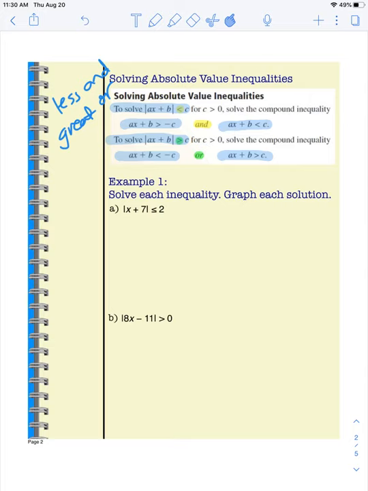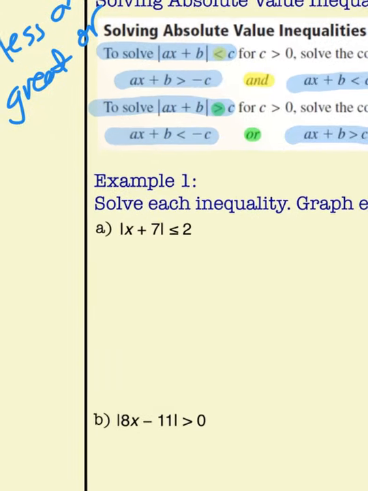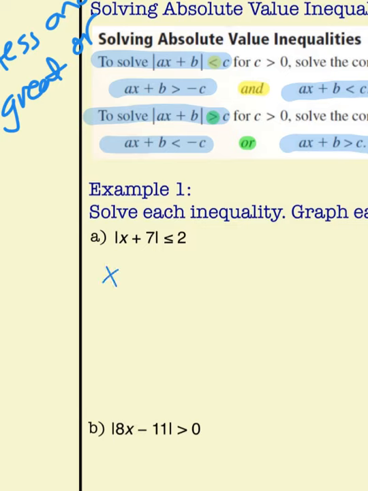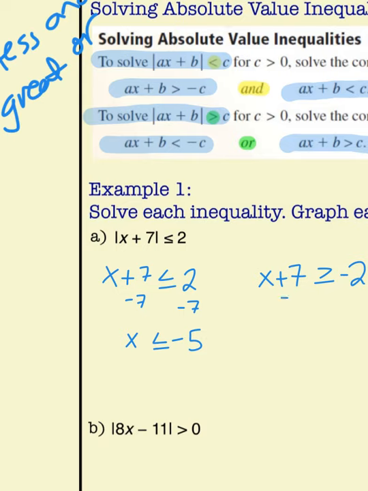All right, first example, solve each inequality. So I have the absolute value of x plus 7 is less than or equal to 2. So less and, we're going to set this up as an and compound inequality. So I have x plus 7 is less than or equal to 2, and x plus 7 is greater than or equal to negative 2. All right, now we solve for x. So subtract 7 from both sides. I have x is less than or equal to negative 5. Subtract 7 from both sides. I have x is greater than or equal to negative 9.